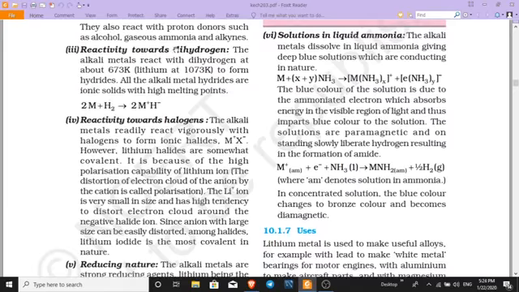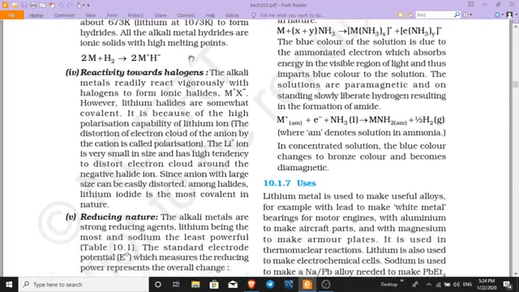Now reactivity towards dihydrogen. Dihydrogen is simply H2. The alkali metals react with dihydrogen at about 673 Kelvin to form hydrides. All the alkali metal hydrides are ionic solids with high melting point. 2 moles of metal plus 1 mole of dihydrogen forms 2 positive ions of the metal and negative ions of hydrogen.